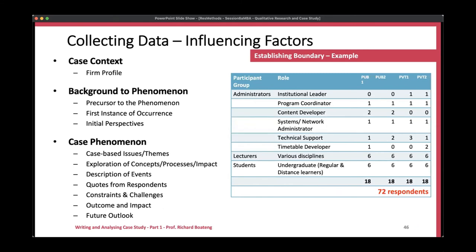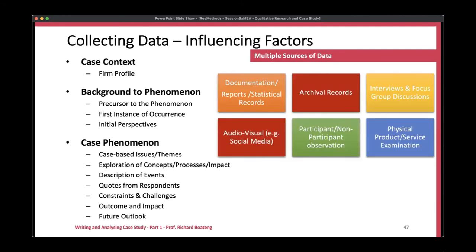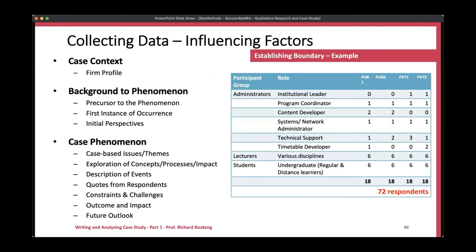So we broke this down for a study that a person was carrying out in Ghanaian universities. The first one is Public University 1 and Public University 2, and Private University 1 and Private University 2. For all of them, you talk to the institutional leaders, but it's only the two private universities that allowed you to have access to institutional leaders. I can imagine what he did in the public sector institution. The program coordinator, he was able to get across. Content developer, he got it only in the public universities, but not in the private.